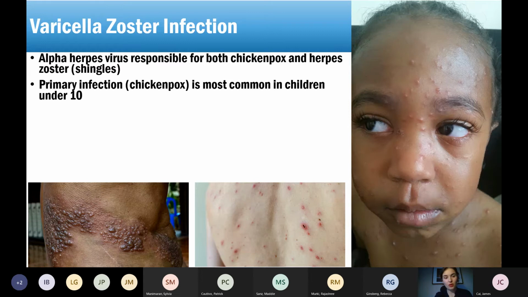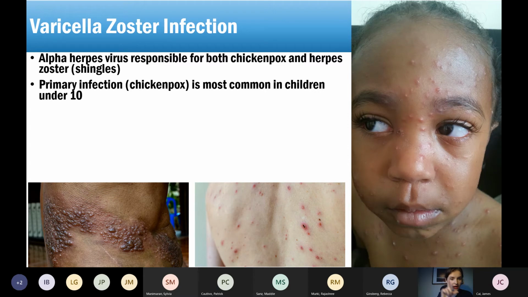What is shingles? How is it different to chickenpox? Does anyone know? Yeah, so chickenpox is when someone first comes into contact with varicella and they get the widespread rash, usually in kids, and they recover. Whereas shingles is a reactivation. The herpes virus basically sits latently in the dorsal root ganglion, and then it reactivates and goes along in a sort of dermatomal distribution.